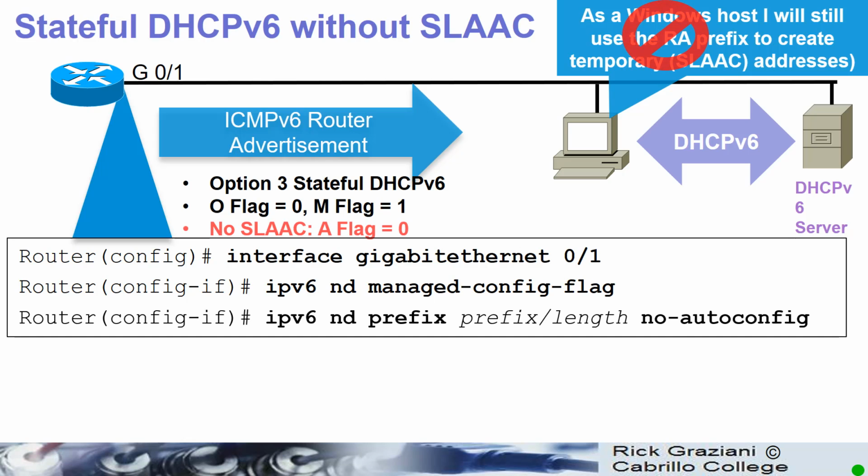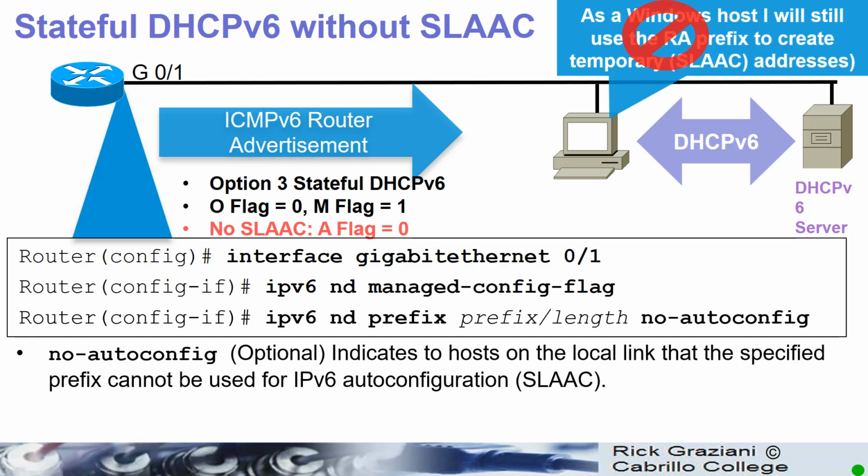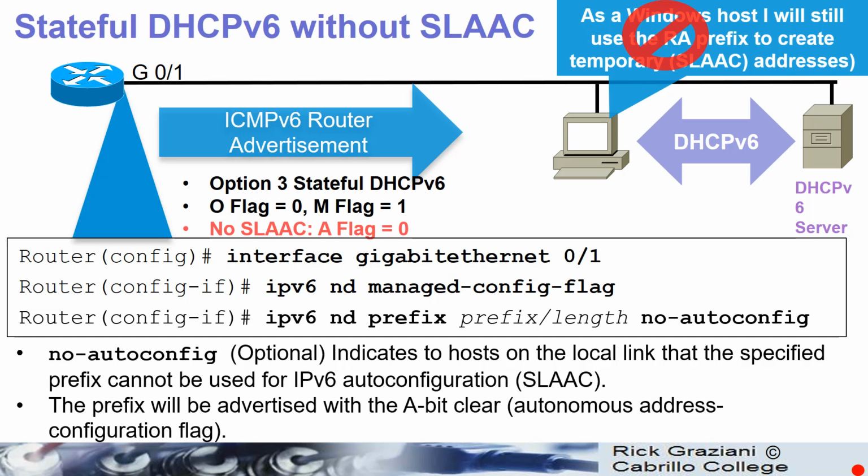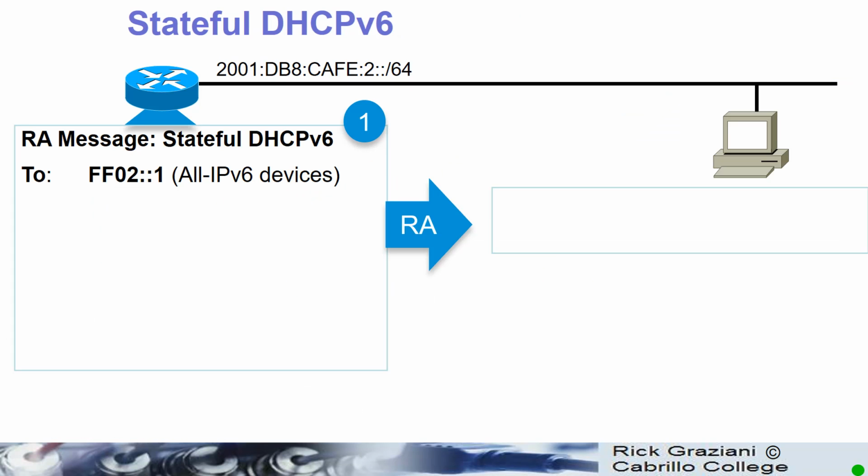You can set the appropriate prefixes underneath the interface, ipv6 nd prefix, give it the prefix length, and you can turn off auto configuration with no-autoconfig. Again, no-autoconfig is an option. It indicates to hosts on the local link that specified prefixes cannot be used for SLAAC. The prefix will be advertised with the A bit cleared, meaning no auto configuration.